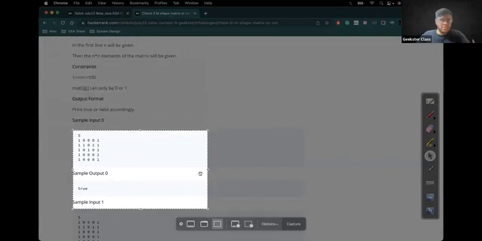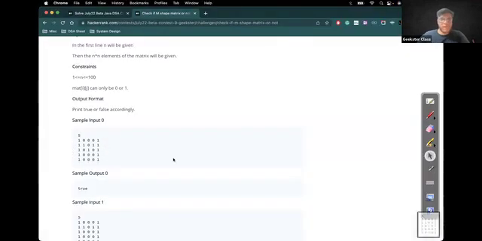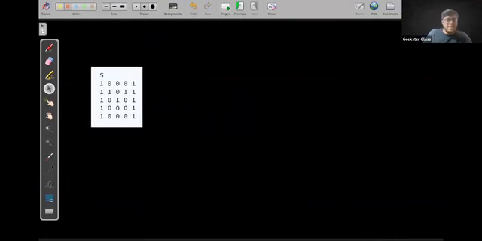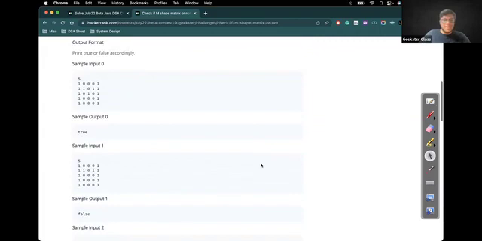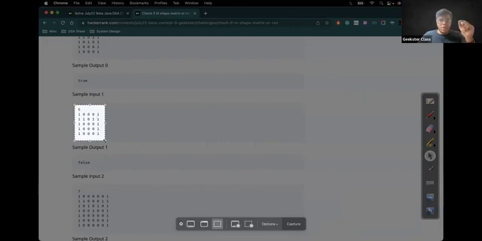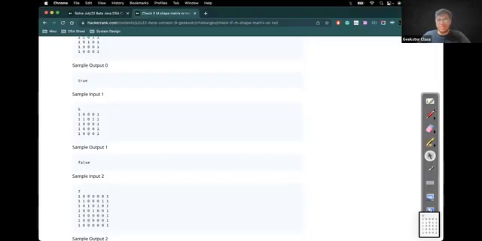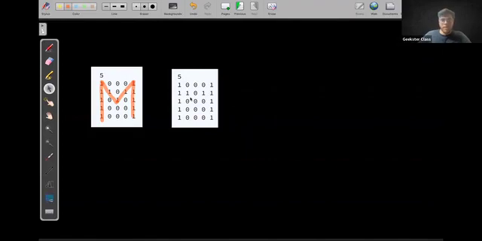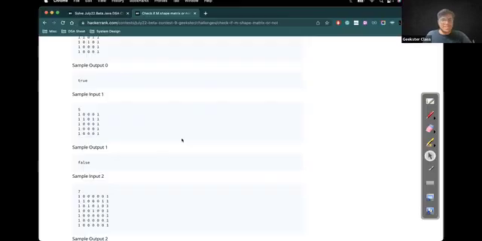So let me bring this. This is a M shape. You can see there is a M shape. All the ones are in shape of M, 5 cross 5 matrix. But the next matrix, sample input 1, is it a M shape matrix? Are all the M cells the same value? No, the next is not a M shape matrix. It is not. Why? Because this cell is not 1. It is 0. So it is not a M shape matrix.